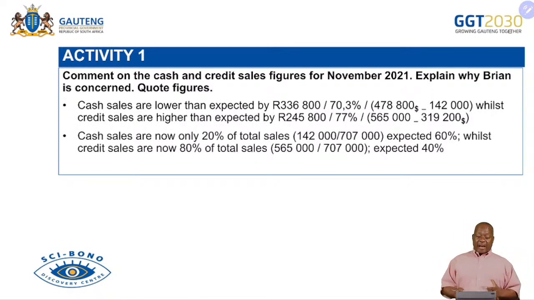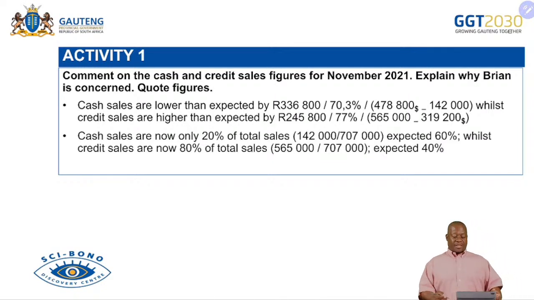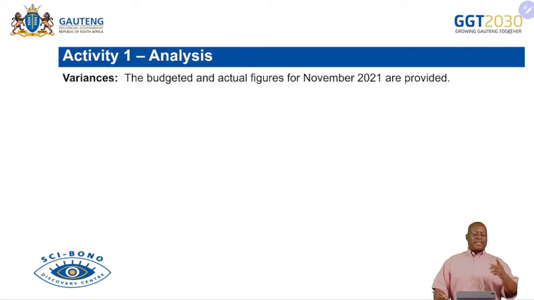Now, why is it concerning? Cash sales are now 20% of the total sales. We were expecting cash sales to be 60% of the total sales, but only 20%. While credit sales are now 80%, but we're expecting credit sales to be only 40%. That is very concerning. Very important. Now, let's look on to another part.